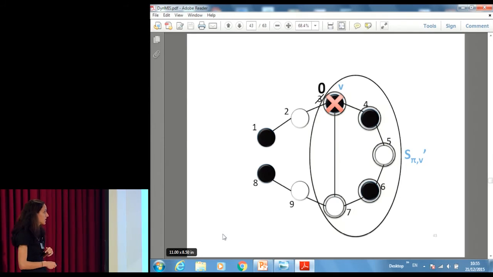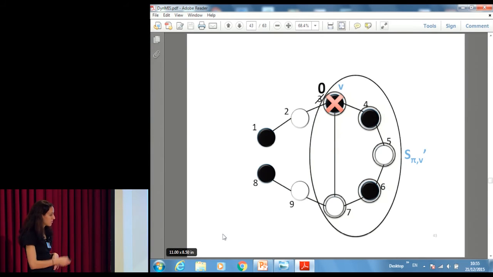However, it still remains out because it still has a lower order node that's in the MIS. So I don't care that it had two in the MIS and I removed one, because still one of them is in the MIS. So in this example, indeed, S prime is the same as S. And my argument is that this is not a coincidence.